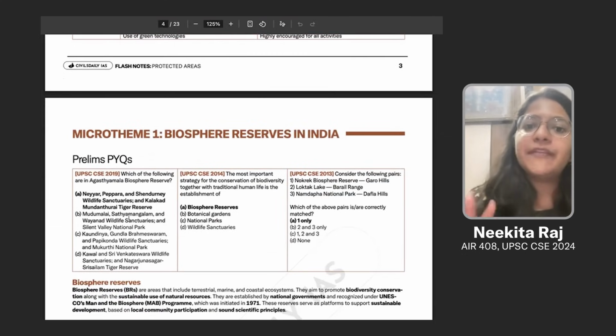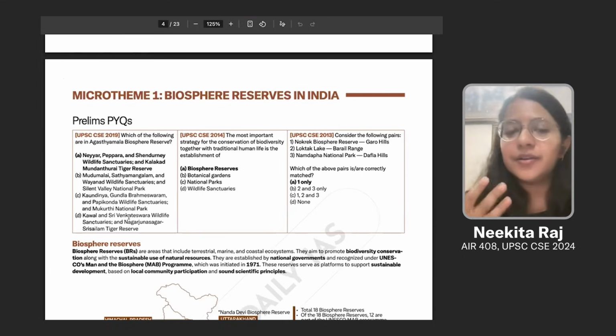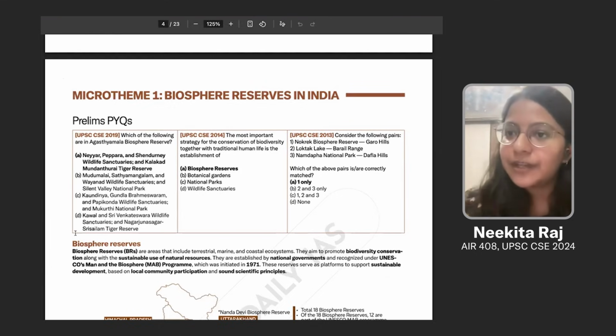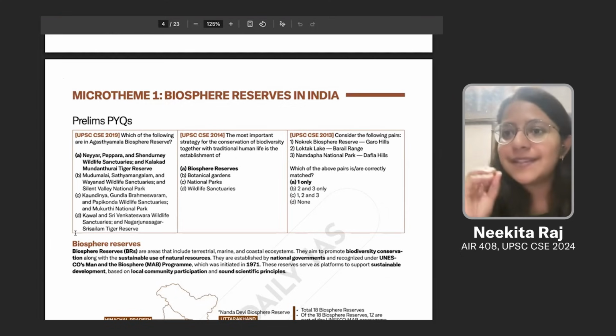So when we start with the protected area वाला thing, we always divide it into micro themes. This has been a popular thing which we do here at Civilsdaily. आप पहले तो टॉपिक्स को डिवाइड करते हो, बड़े टॉपिक्स को, and then we make sure कि उन बड़े टॉपिक्स के अंदर जो हमारे छोटे छोटे टॉपिक्स आ रहे हैं, जिन पे क्वेश्चंस आ रहे हैं, हम उनको डिवाइड करते चलें.